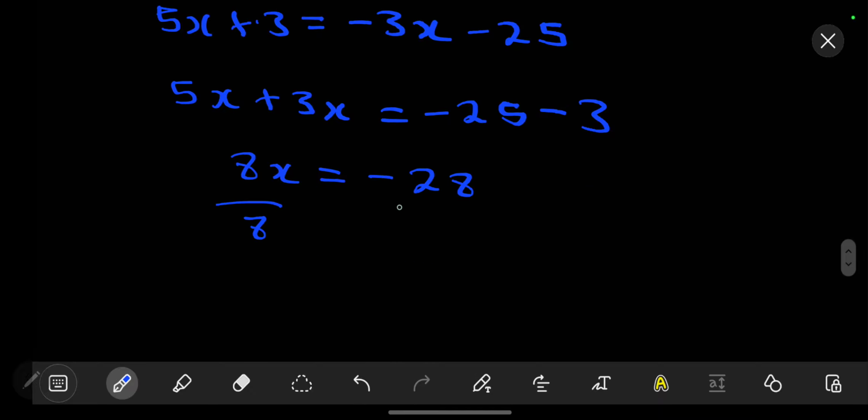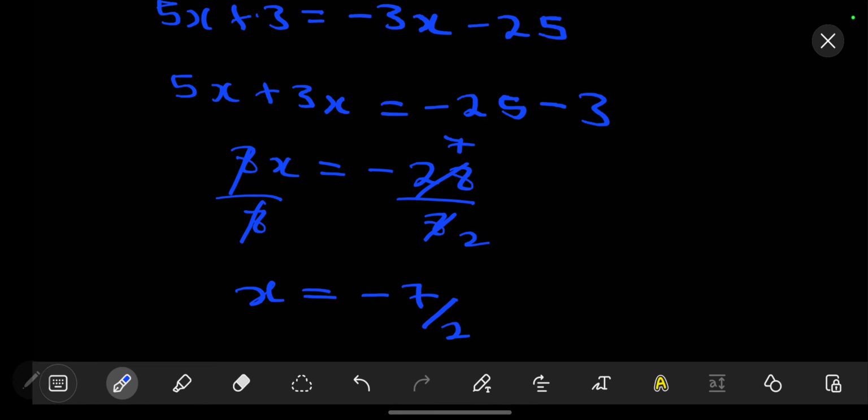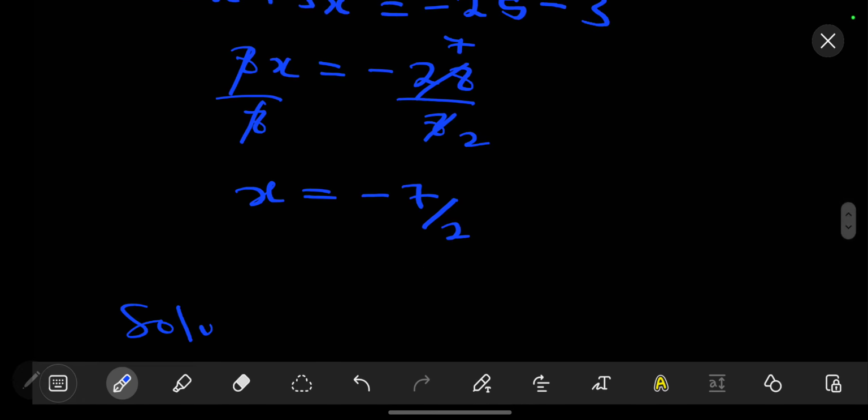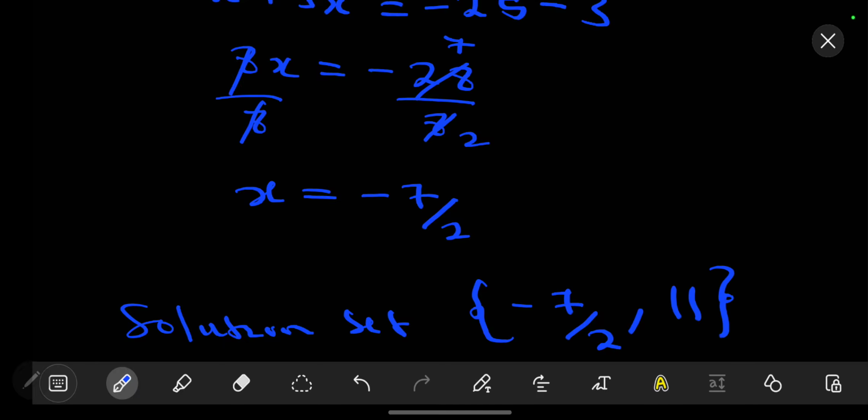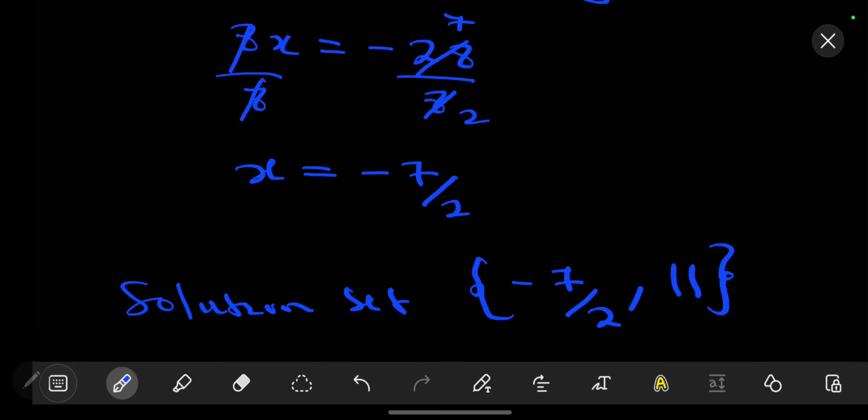Then we are going to divide by 8. We are going to have x equal to, so if we divide 28 by 8, the common factor that can enter is 4. So 28 divided by 4 is 7, and 8 divided by 4 is 2. So we are going to have negative 7 over 2. So we can say that our solution set is the values that they are giving us. It's negative 7 over 2 and positive 11. So that is how we solve absolute value equations.